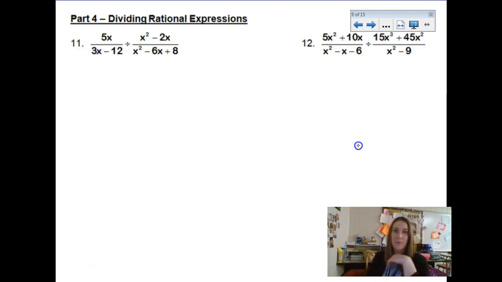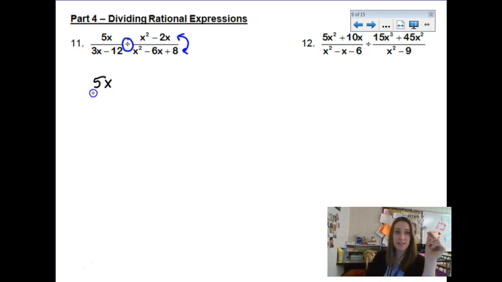Alright. So now we're going to go back and think about how we divide fractions. You actually don't divide fractions. You change it to a multiplication problem by taking the reciprocal of the second fraction. So what I'm going to do is multitask. I'm going to flip and I'm going to factor as I rewrite this.